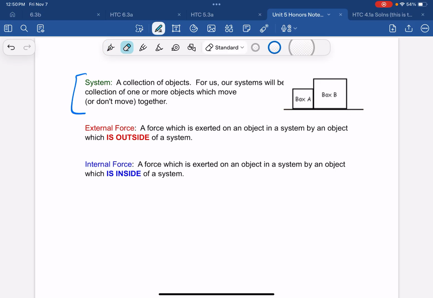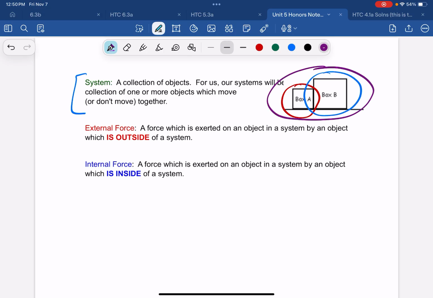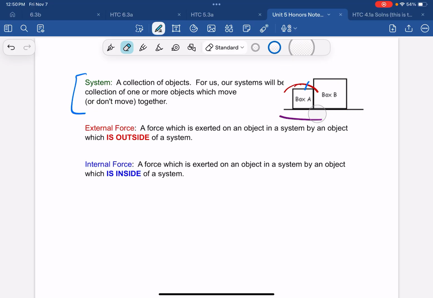Now, for this problem, there are basically three different systems we can consider. We can consider the system of just box A, we can consider the system of just box B, or we can consider the system of boxes A and B. And these are all valid systems that we can consider. We can make a free body diagram, and will make a free body diagram for each of these three systems: a free body diagram for object A, a free body diagram for B, and a free body diagram for the two object system.